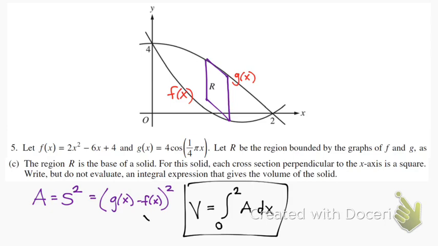And here's how I would probably notate it. I'd probably say, hey, here's my volume formula. This is my final answer. The integral from 0 to 2 of the area dx. And here's my expression that I use to represent the area of one square, g of x minus f of x, squared. Notice that you don't even have to write the equations. You can just write their names, and that gets you full credit.